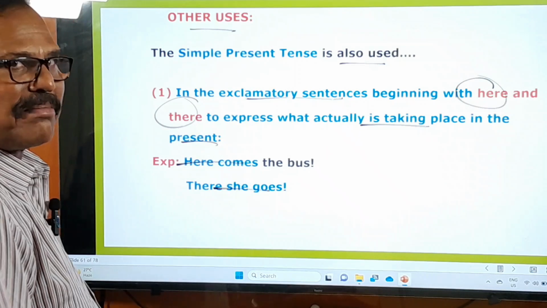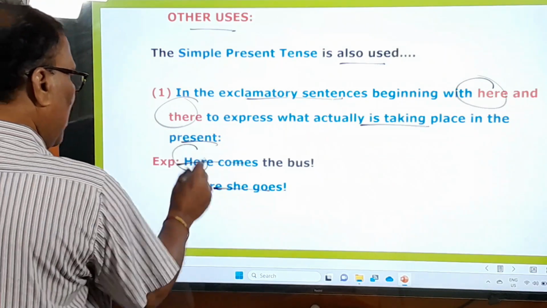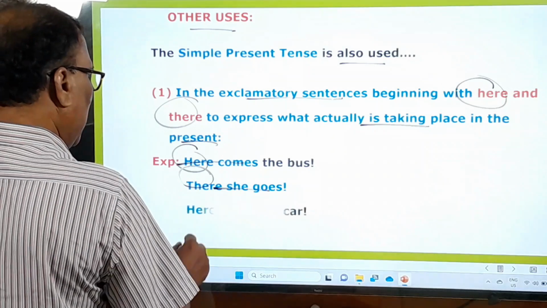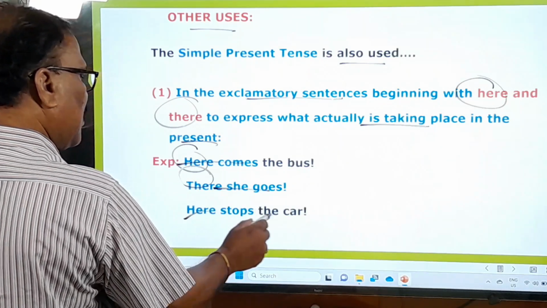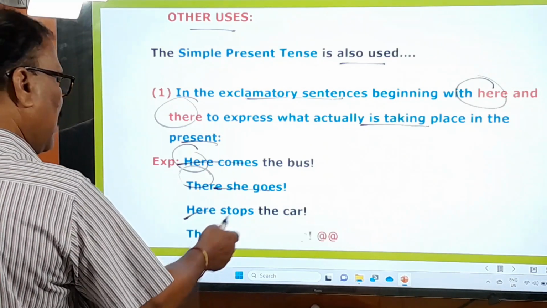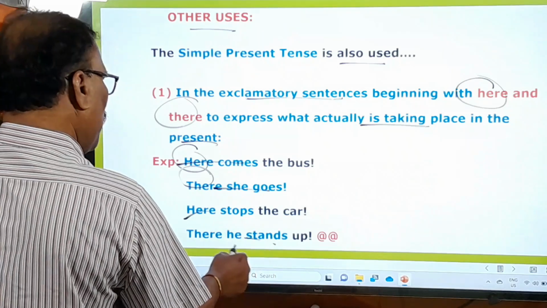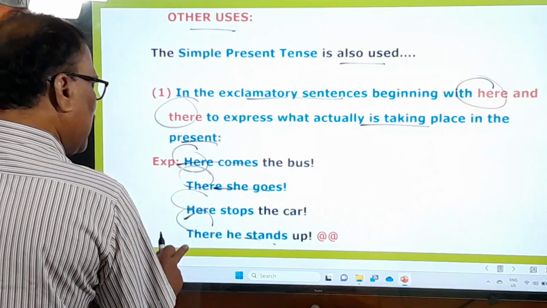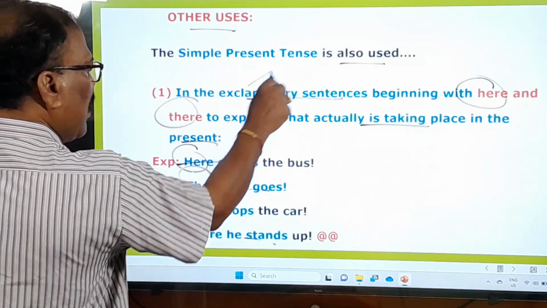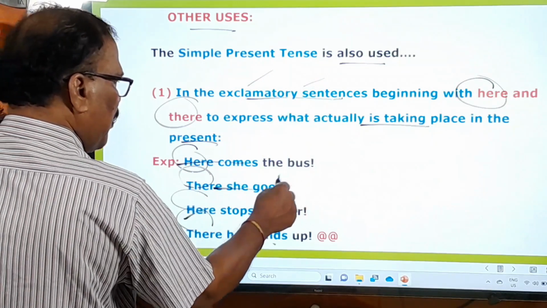దేర్ షీ గోస్. ఆమె వెళ్తుంది. దేర్ షీ గోస్. హియర్, దేర్, సి. అండ్ దెన్ హియర్ స్టాప్స్ ద కార్. ఇక్కడ కార్ ఆగుతుంది. So it's the action is taken. There he stands up. So here and with these things, these are called exclamatory sentences, and the exclamatory mark is there.